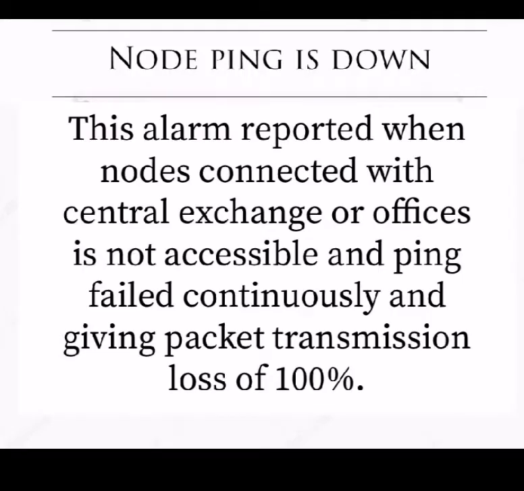And the next one is node ping down. Sometimes our node is not pinging exactly the data which is being transmitted from transmitter to receiver. So this alarm is reported, and if transmission failed due to data loss, by pinging we can check how much loss we are getting. So if it's 100%, it means some packet of data has been lost, due to which we are not able to ping the device. So move on to the next one.